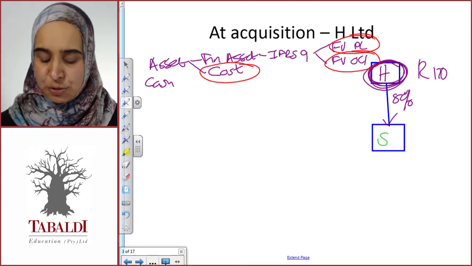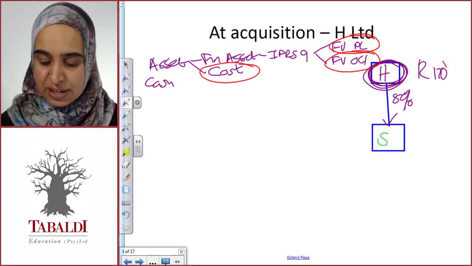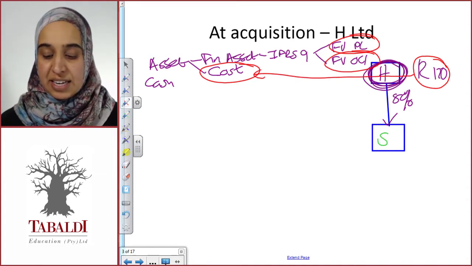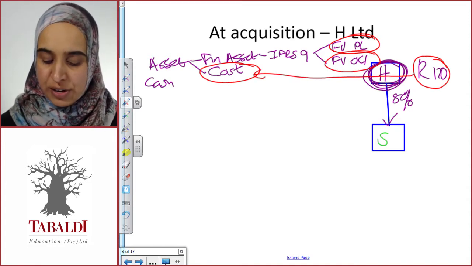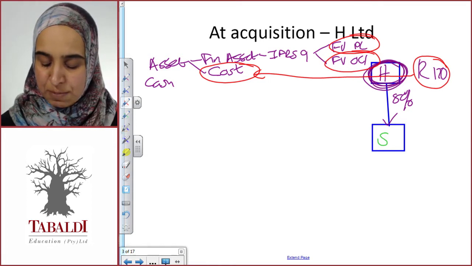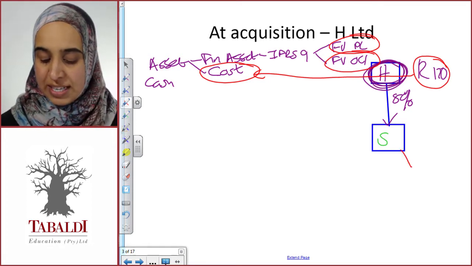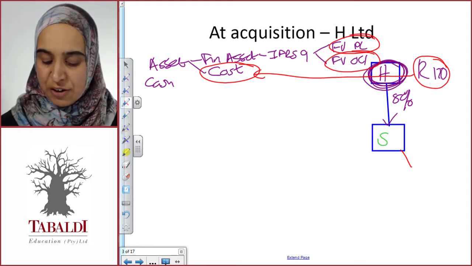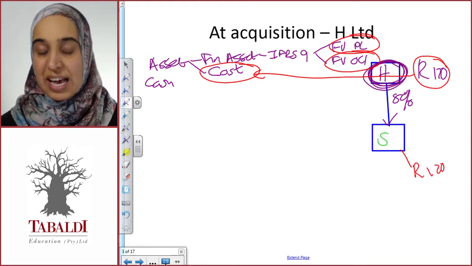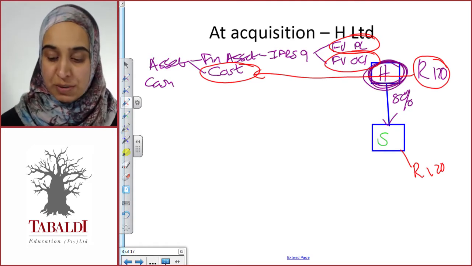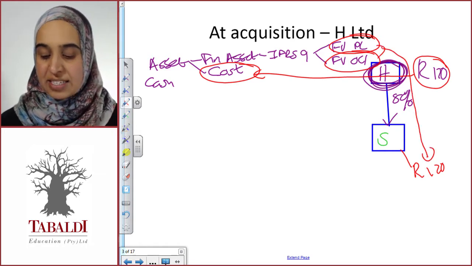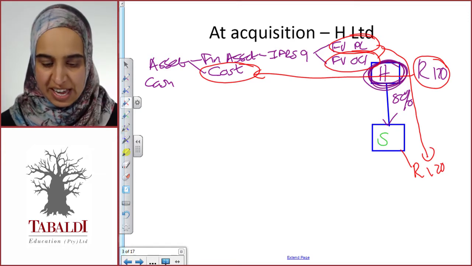Now, the amount that H paid to acquire S, this 120 Rand, is the cost amount. And if we're looking at fair value, then we would be looking at the value of this 80% in S. So let's assume, for the purposes of this example, that the value of S at acquisition date was 120 Rand as well, which means that the fair value and the cost are equal in this specific example.